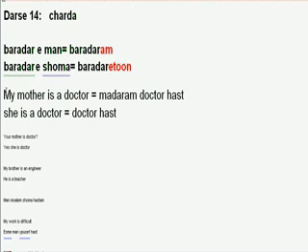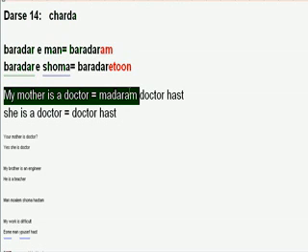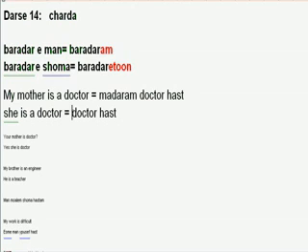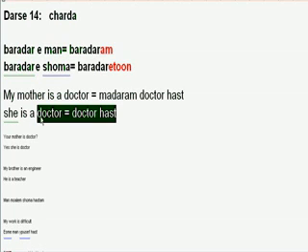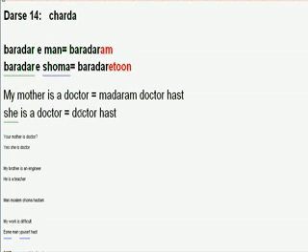But in this case, regarding the context, we are talking about my mother. So you find out that if somebody says doctor hast, you know that it's his mother or her mother who is a doctor. Okay, doctor hast. Without the context, we cannot find out if she is a doctor or he is a doctor. Okay, so she is a doctor means doctor hast.